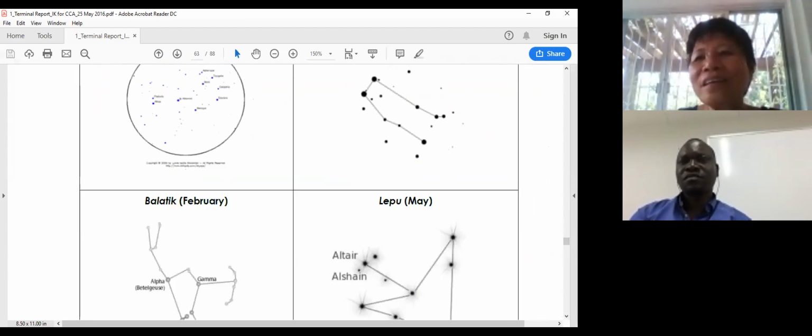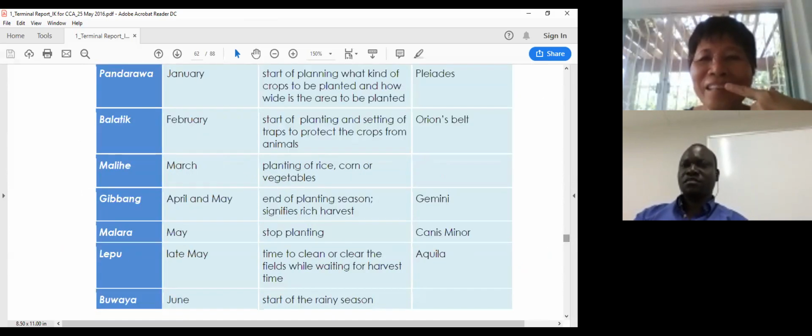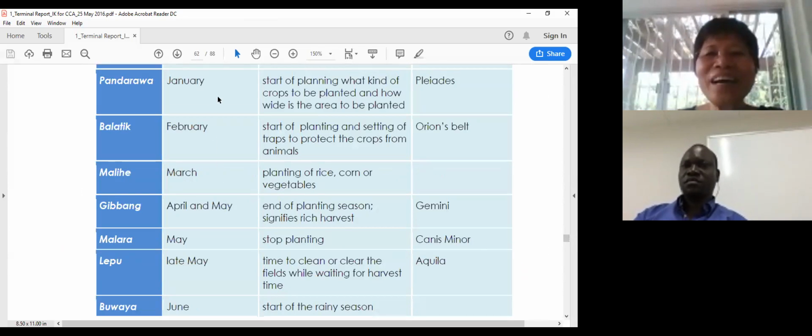They can specify the date on the calendar, like the middle of July, when the heavy rainy season has started. In January they start planning what kind of crops to be planted because they see the Pleiades. In February they start planting and setting traps to protect the crops because they see Orion's belt. When they see Gemini, which is April and May, they end the planting season, which means rich harvest. When they see Canis Minor, they stop planting. And when they see Aquila, it is time to clean and clear the fields while waiting for harvest time.